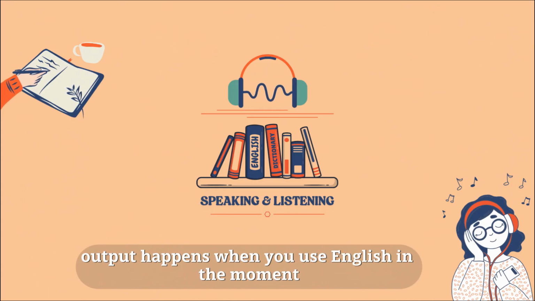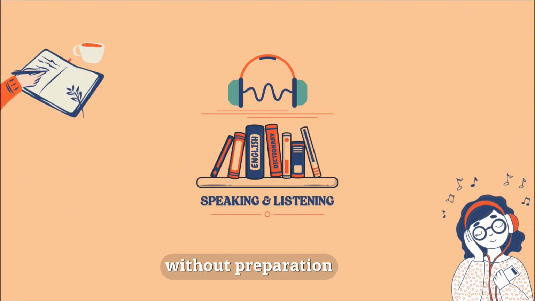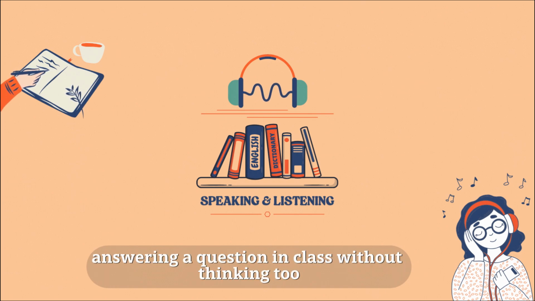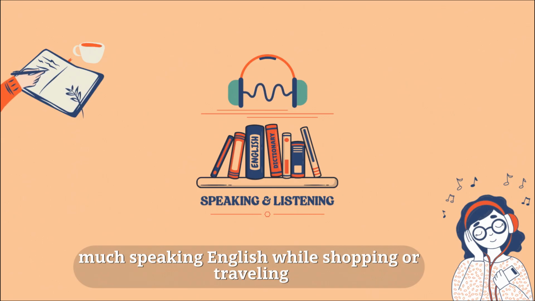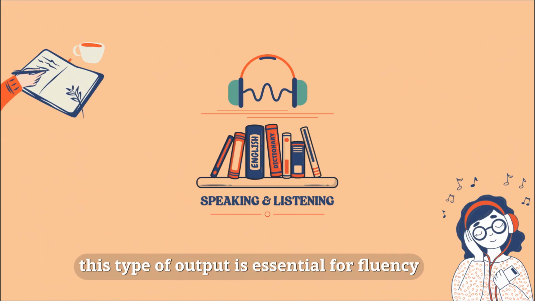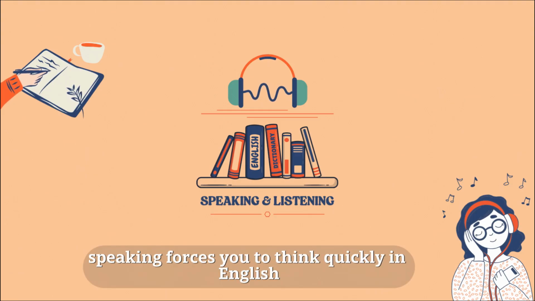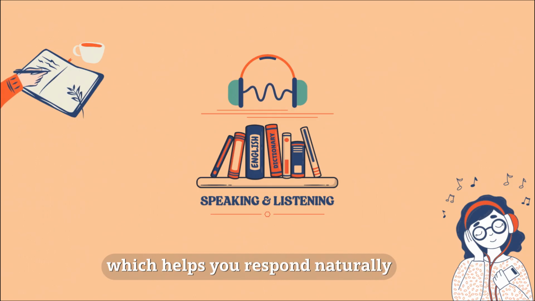Spontaneous output happens when you use English in the moment without preparation. This includes talking to a friend in English, answering a question in class without thinking too much, speaking English while shopping or traveling. This type of output is essential for fluency because in real life you don't always have time to plan your words. Spontaneous speaking forces you to think quickly in English, which helps you respond naturally.